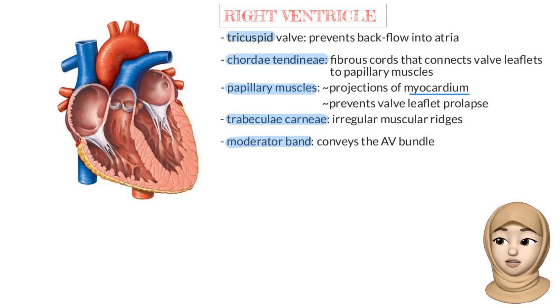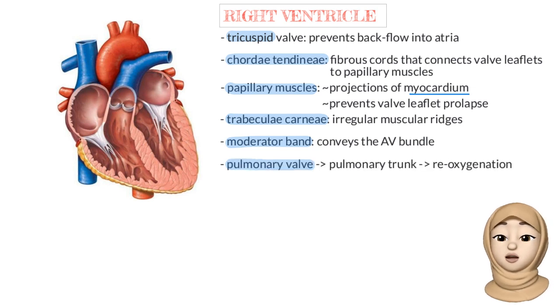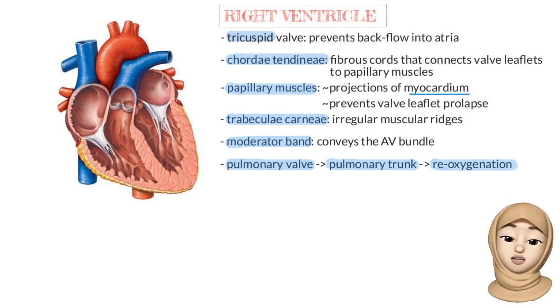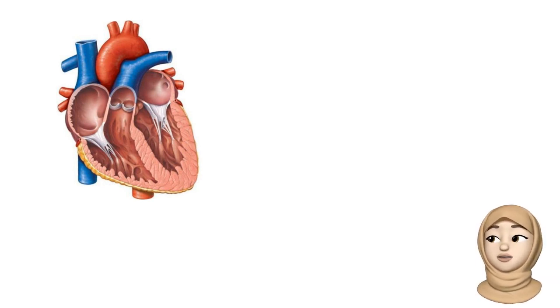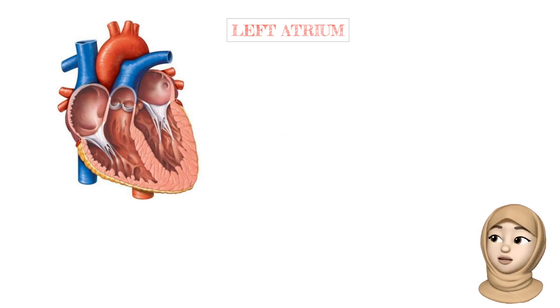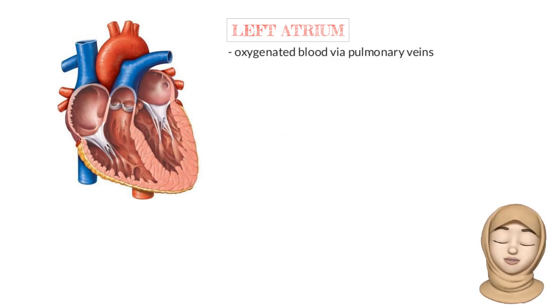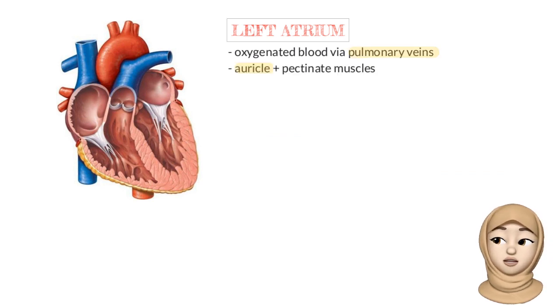The right ventricle empties its blood through the pulmonary valve and into the pulmonary trunk, which transports blood to the lungs for reoxygenation. Now let's look at the left atrium. The left atrium receives oxygenated blood from the lungs via the pulmonary veins. It also has an auricle with pectinate muscles on the inner surface. It does not contain a crista terminalis.